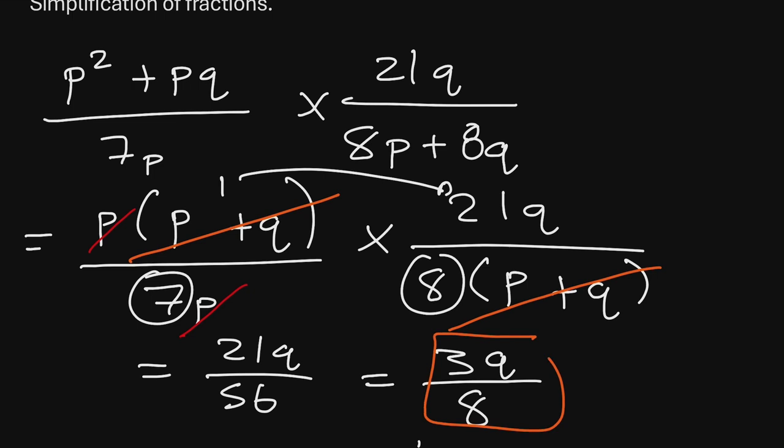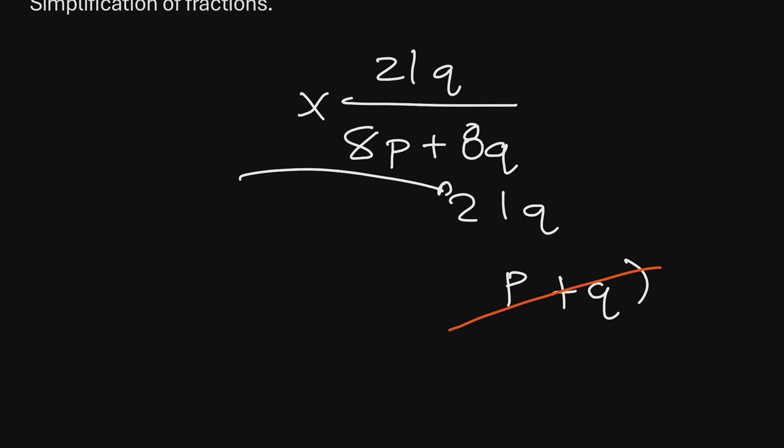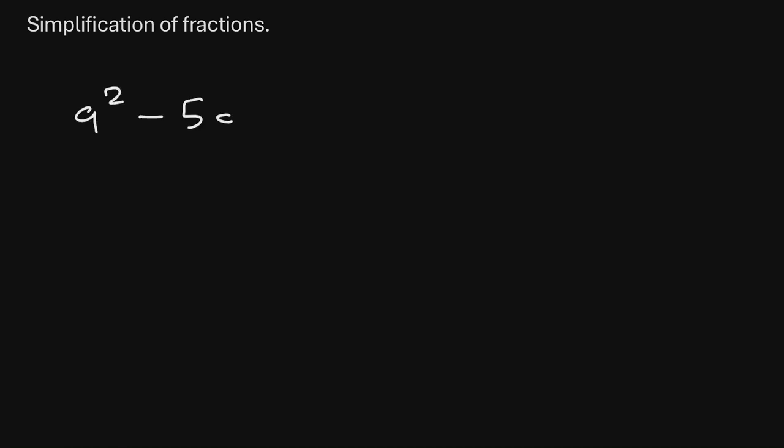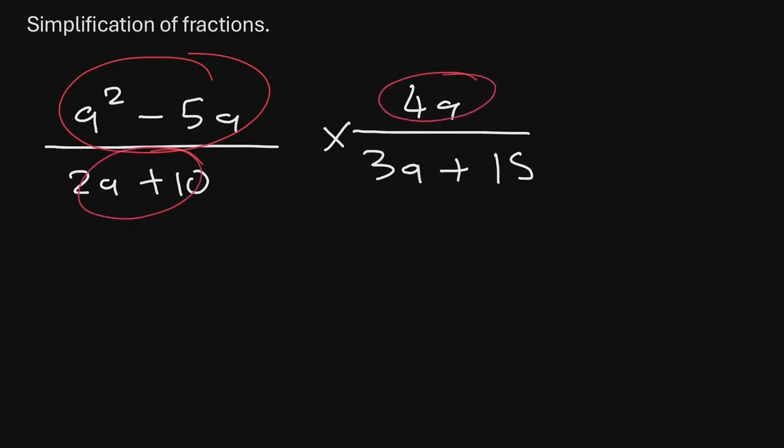Let us look at the next question. Please feel free to pause the video and try the question yourself first. So now let's say we have (a squared minus 5a) all divided by (2a plus 10), and this is multiplied with 4a all divided by (3a plus 15). The first step is that we take out a common factor, or we factorize, wherever we can.